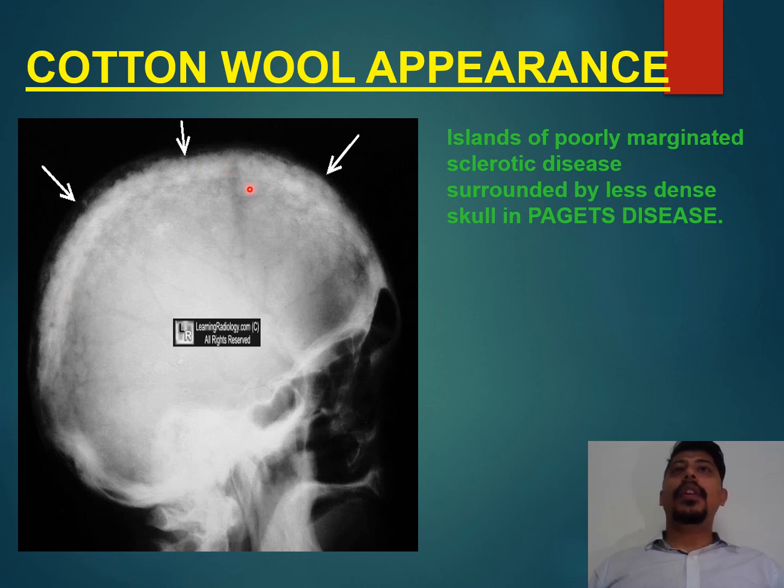Cotton wool appearance. Islands of poorly marginated sclerotic disease surrounded by less dense skull in Paget's disease. So this is the characteristic feature of the cotton wool appearance seen in Paget's disease.